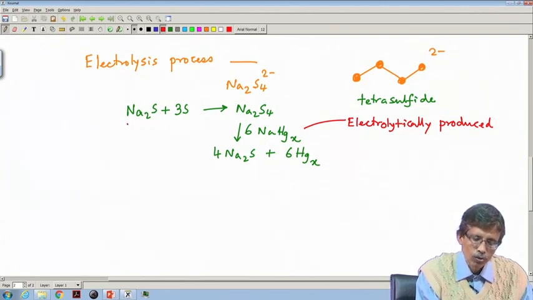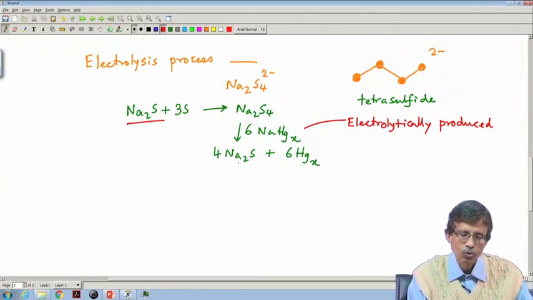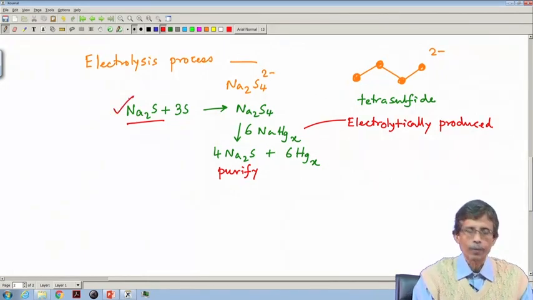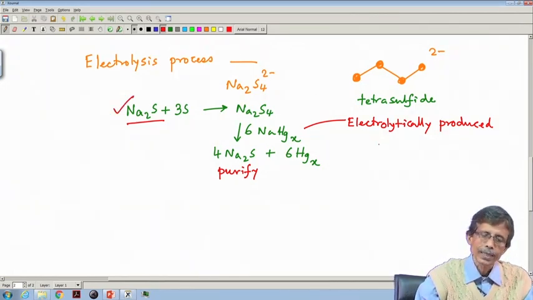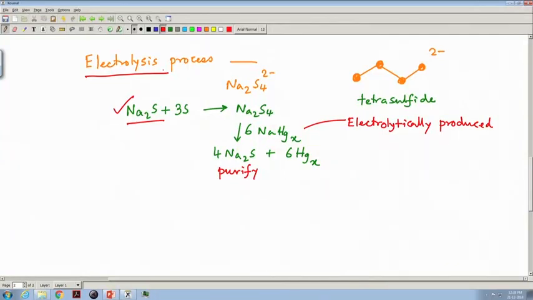So, you see that we consume sodium sulphide, then we convert it to a polysulphide, which is tetrasulphide over here, then again we react with sodium amalgam to get back your sodium sulphide and mercury. So, this can also be utilized to purify the material if your sodium sulphide is a crude one, because the electrolysis process gives you high purity material. So, high purity material can be obtained through this procedure, and then we see the different applications.